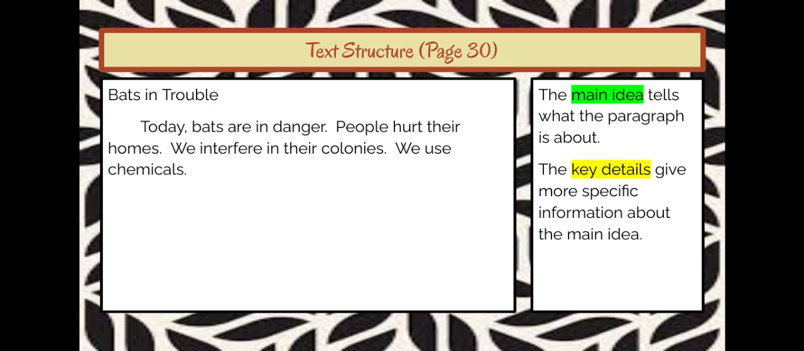What would be that main idea that we would highlight in green? Bats are in danger. What are 2 details that support that main idea that we're going to highlight in yellow? People hurt their homes, and we use chemicals.